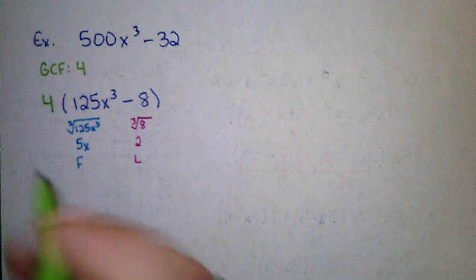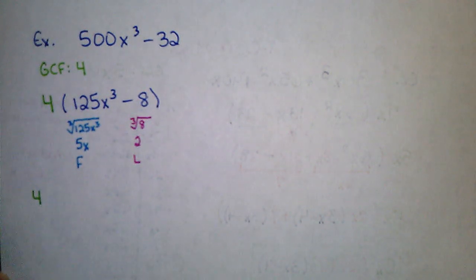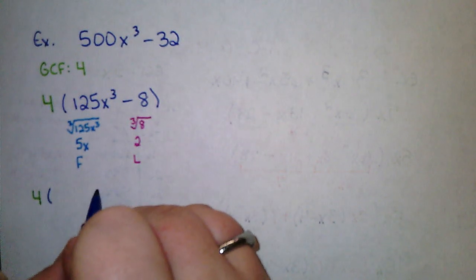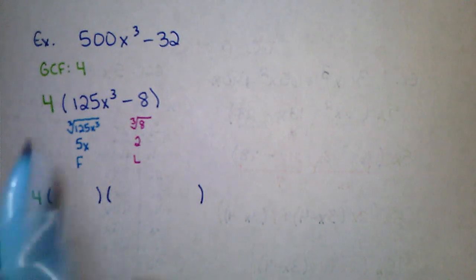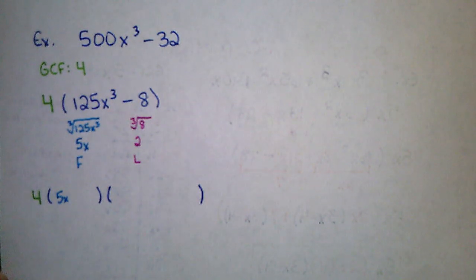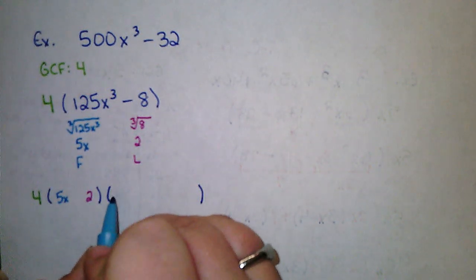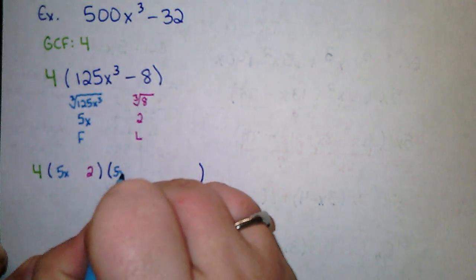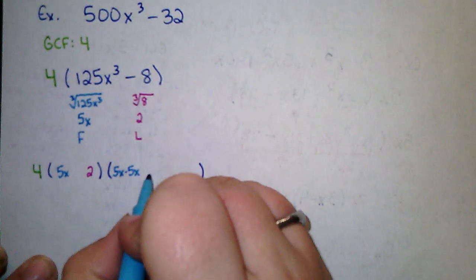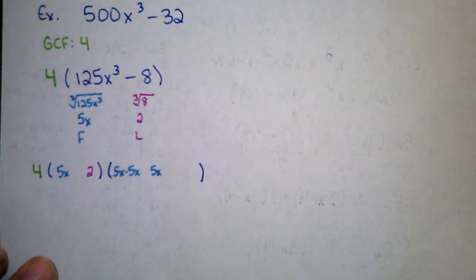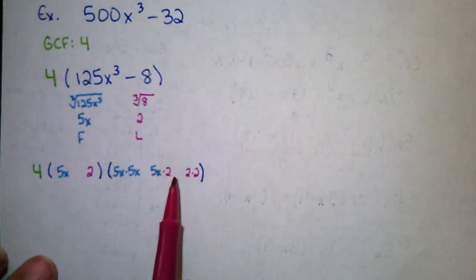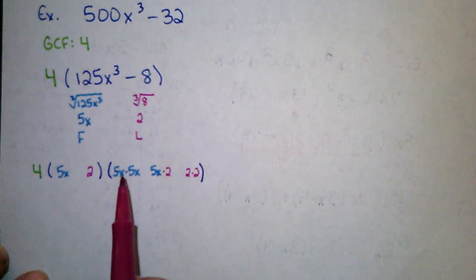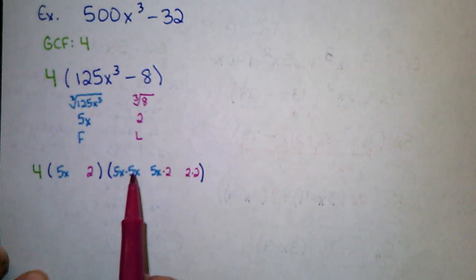So remember, you have to bring down your GCF, and then first I'm going to have a small set of parentheses, then I'm going to have a big set of parentheses. In the small set of parentheses, it's just 5x and 2. In the next set of parentheses, there's 2 of them. So 5x times 5x, then 5x times 2, and then 2 times 2. So in the second set of parentheses, there's 2 of each, 2 things for each term.